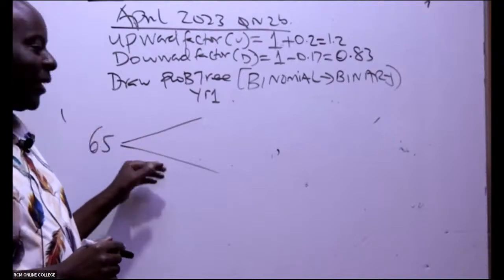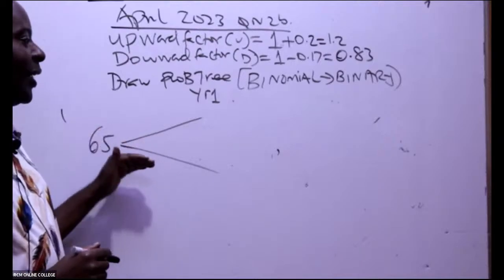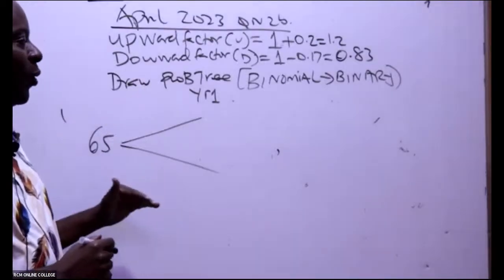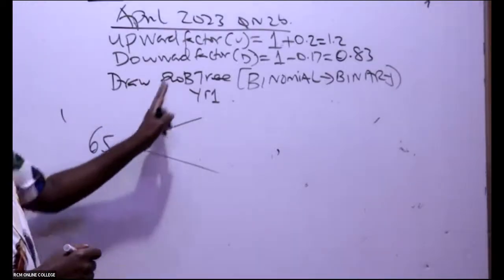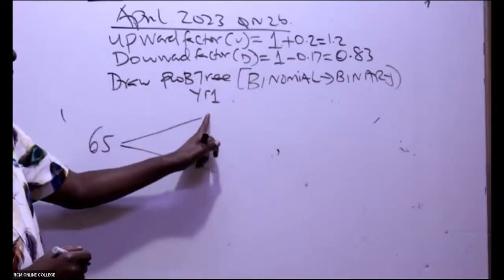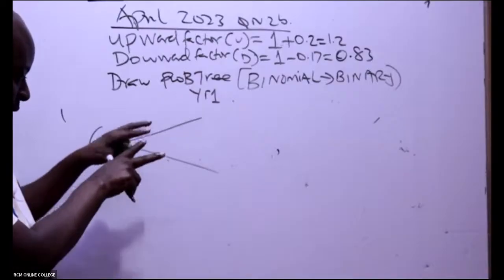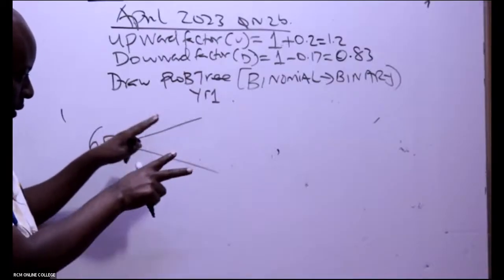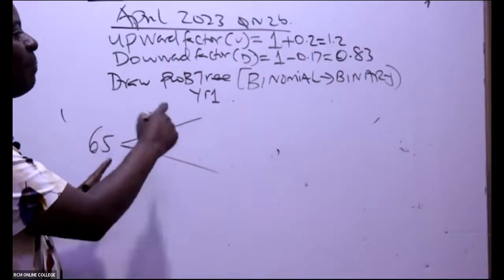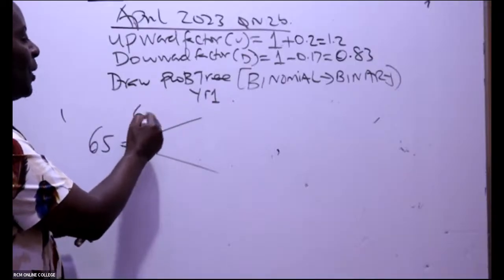And then there are two possibilities. At the end of year 1, it will either go up or down. So if it goes up by 1.2, what will be the new price? Because they are binomial, two occurrences. So if it goes up by 1.2, the new price will be 65 times 1.2.